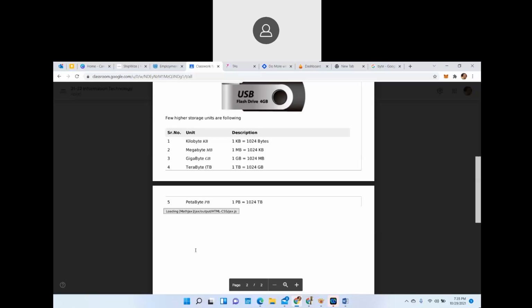You'll also see MB, which means megabyte. Mega means million, so 1 million bytes, right? 1 megabyte is equivalent to 1024 kilobytes. If you put 1,000, it is still correct because you're allowed to approximate it.